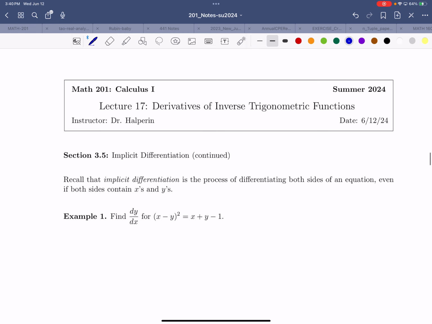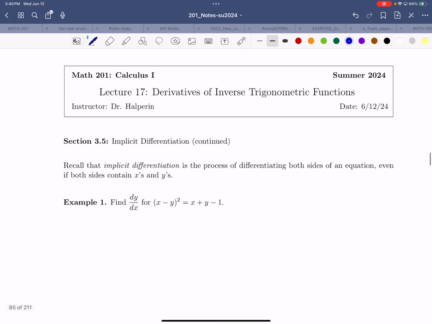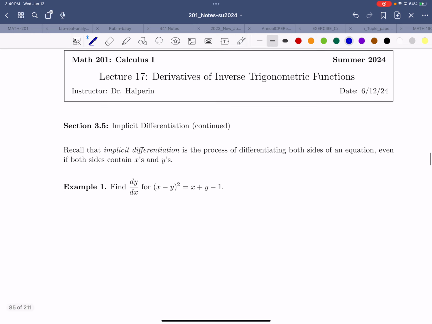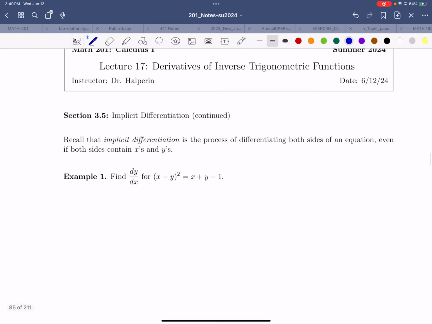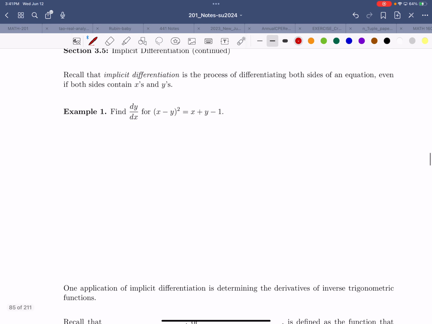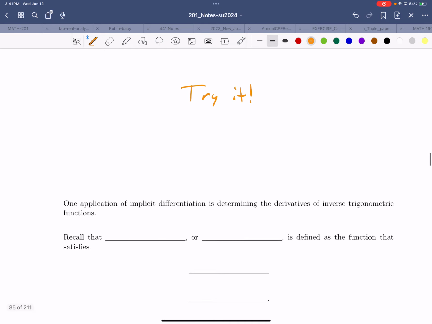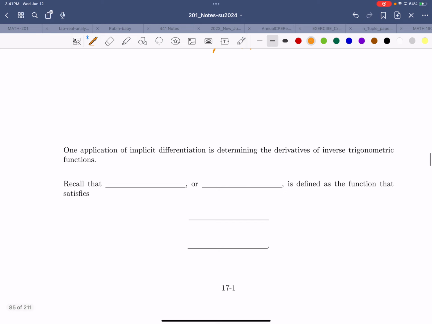Okay? And that's how we do that. Alright. Now next up, a little bit more implicit differentiation, right? We're going to get into derivatives of trig functions now. But if we just recall this problem, why don't you go ahead and try that one? We've done a lot. Okay.